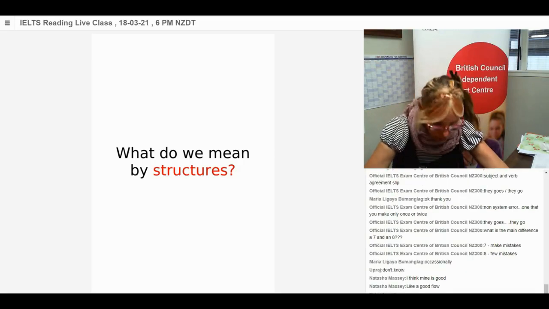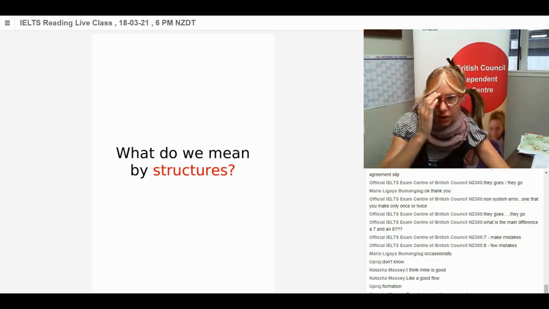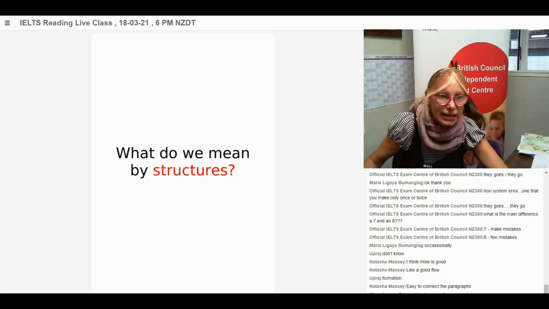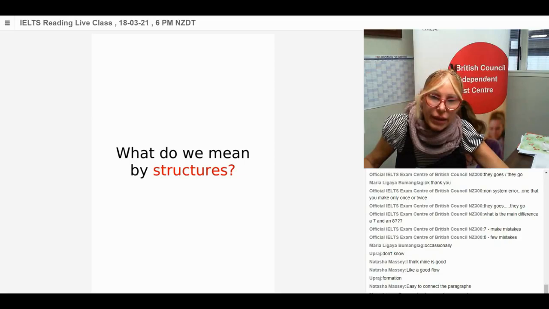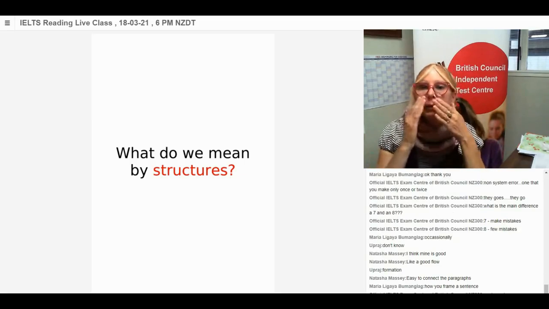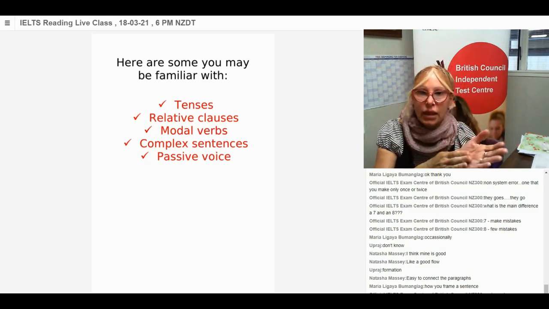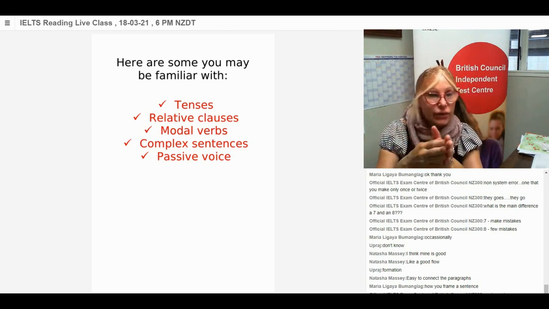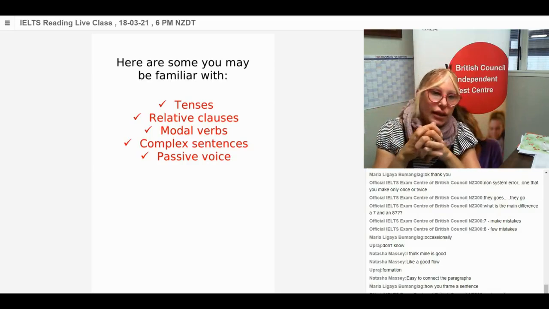Okay. All right. Well, actually, structures are nothing to do with flow, and they're nothing to do with paragraph linking. Yes, it's all to do with your sentence types. So structures means sentence types. And what I mean by sentence types: tenses, all right? So when you're using different tenses, when you use relative clauses, modal verbs, complex sentences, passive voice. So these are just a few of the many structures that we have in the English language.